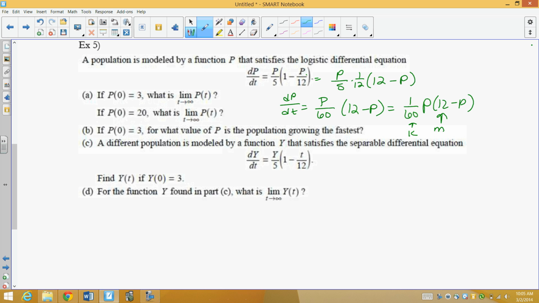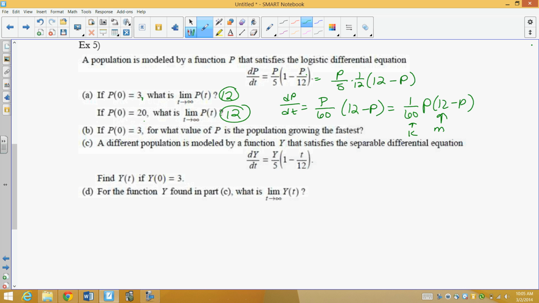So if P of 0 equals 3, so if initially you have 3 in the population, what's the limit as t approaches infinity of the population? If you start with 3, where's the population going to head? Well, it's going to head to the carrying capacity. If you start at 20, what's the limit of the population? Well, that means you start higher than the population's supposed to be. It's still the same idea. They're trying to test you to see, does it matter if you start with 3 or 20? No, it doesn't. Your population still goes to your carrying capacity of 12.